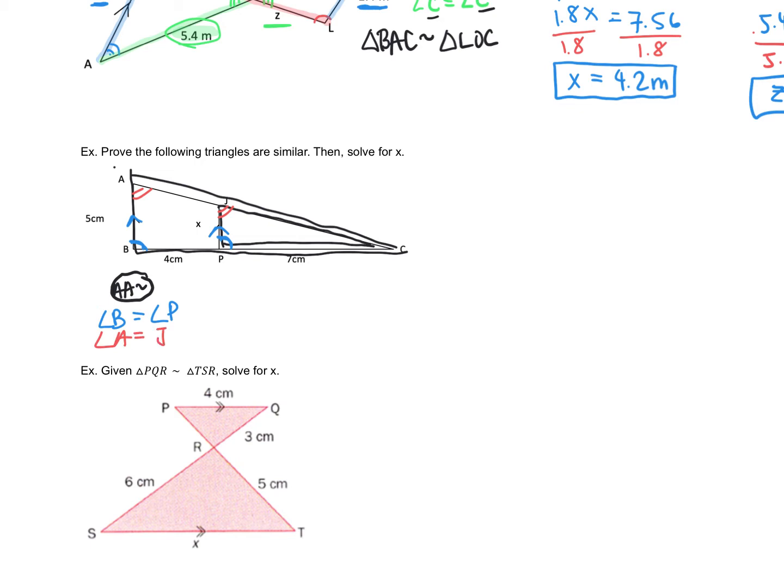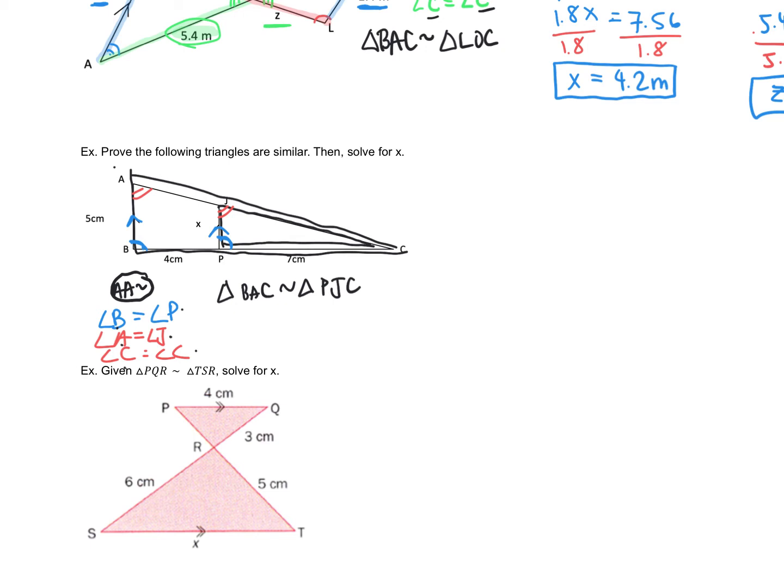And then finally, angle C equals angle C, because this angle is in each triangle, the big one and the little one, so of course it has to match. And now for my statement. Triangle BAC, just going in the order of my letters, is similar to triangle PJC. Okay, now let's match the sides.